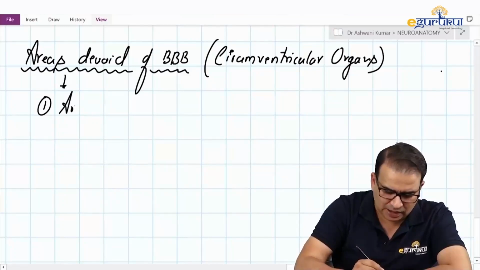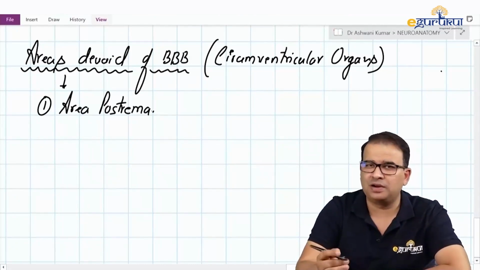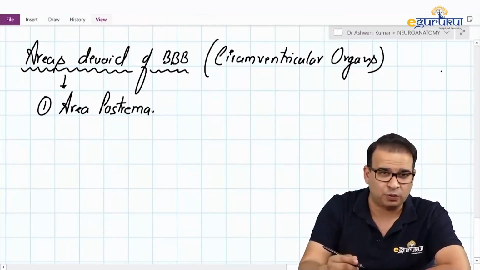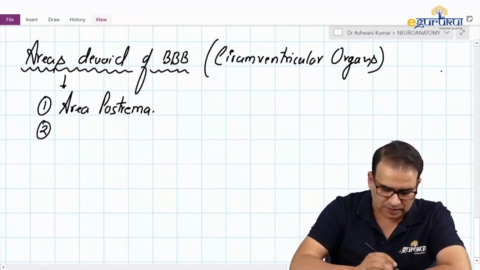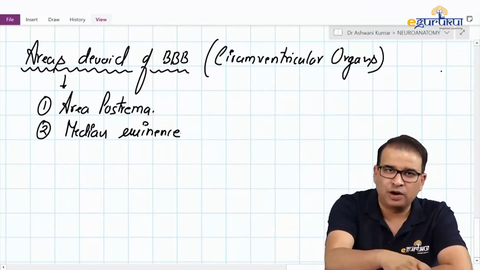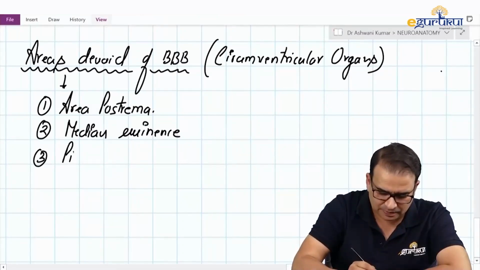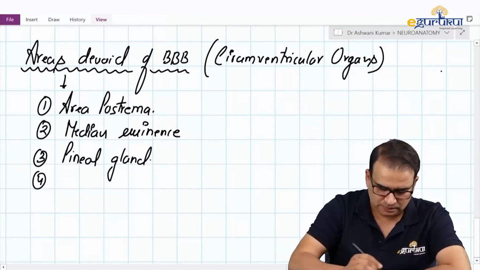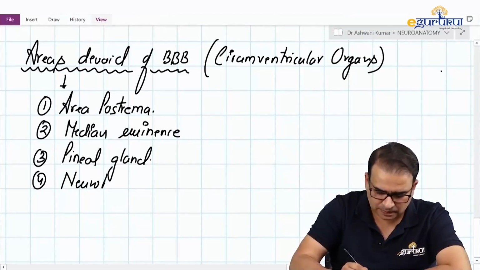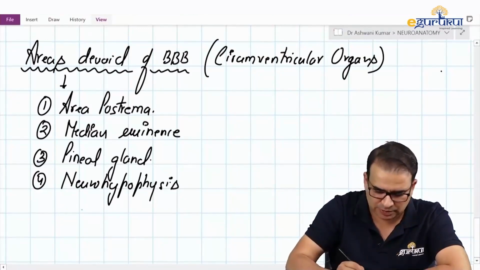Like the area called area postrema. We will discuss area postrema when we talk about the fourth ventricle. It is present close to the inferior angle of the fourth ventricle in the floor. Then we have median eminence. You can just list them down for now because we still have to discuss them along with the ventricle. Median eminence. We have the pineal gland. We have neurohypophysis, or posterior pituitary.